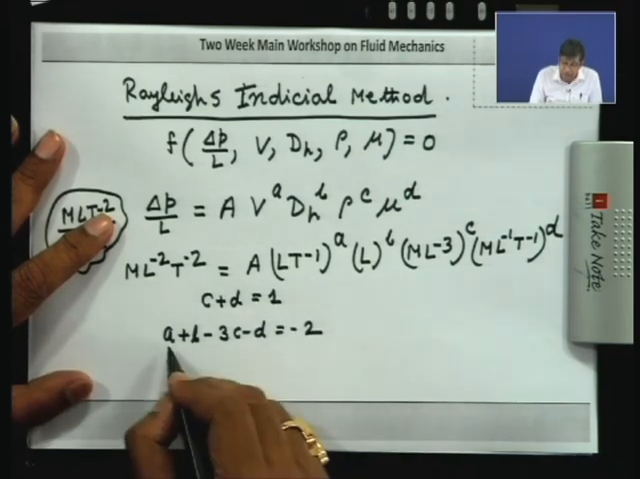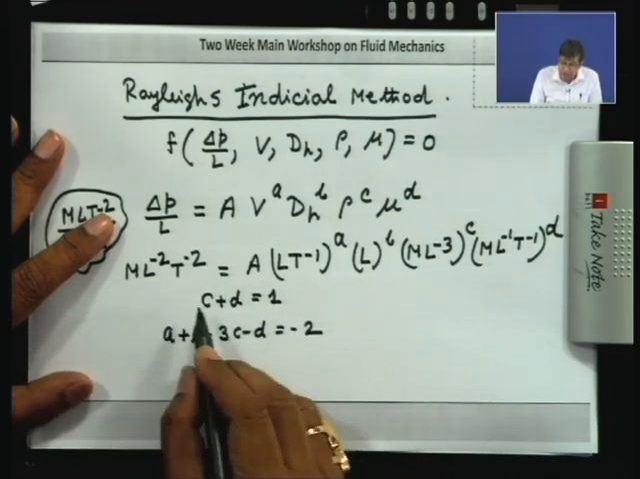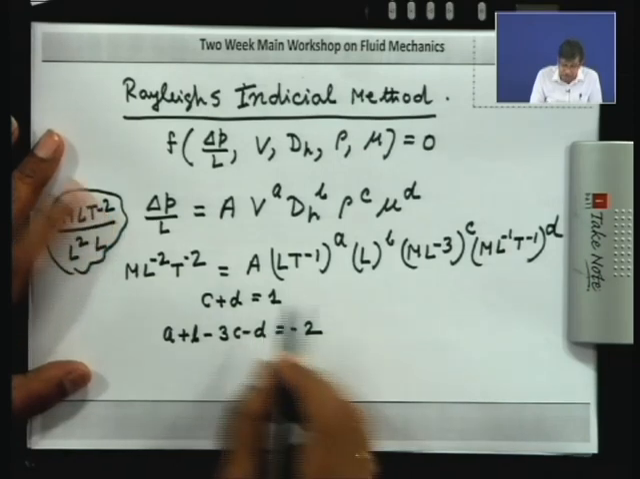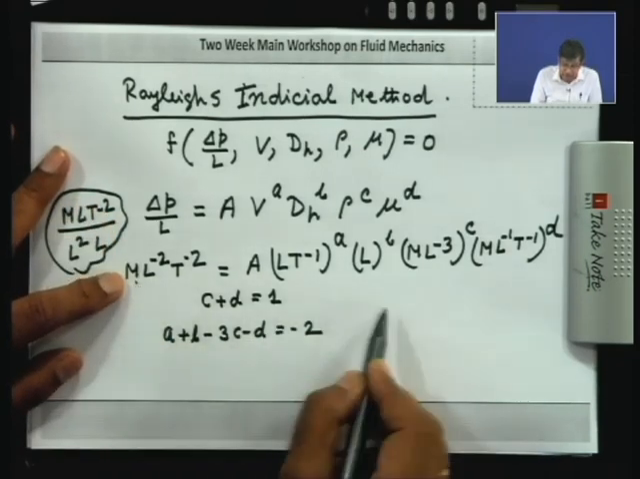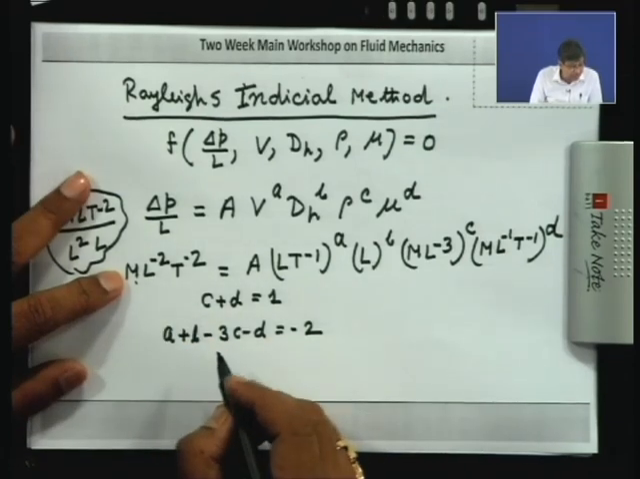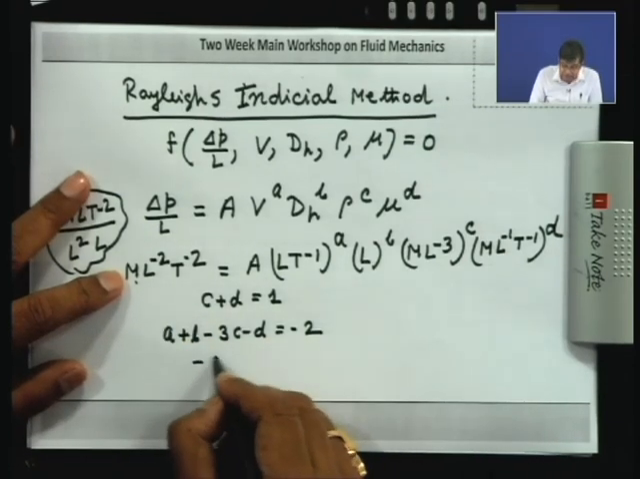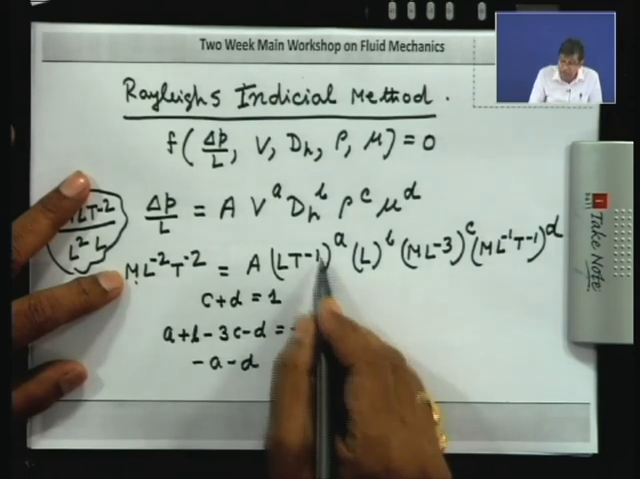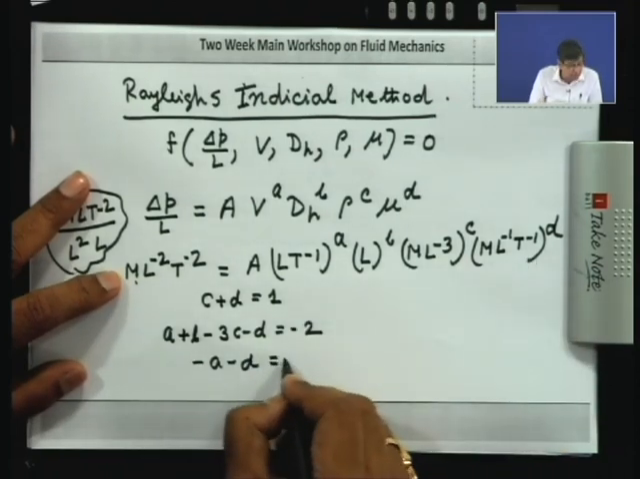This A plus B, this is L. C plus D comes from M: equating the dimension of M is 1, L is minus 2, and equating the indices of T, we get minus A minus D is equal to minus 2.